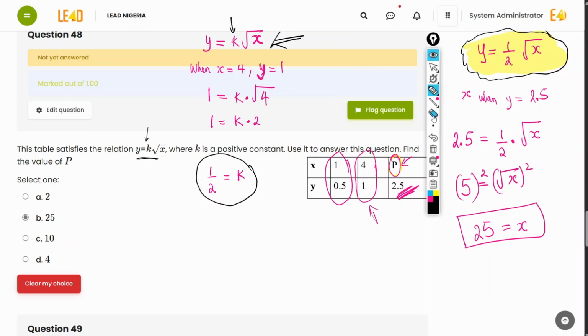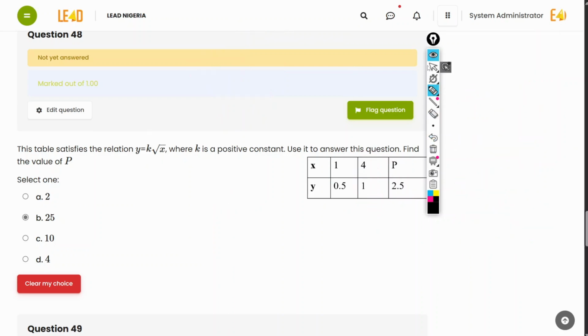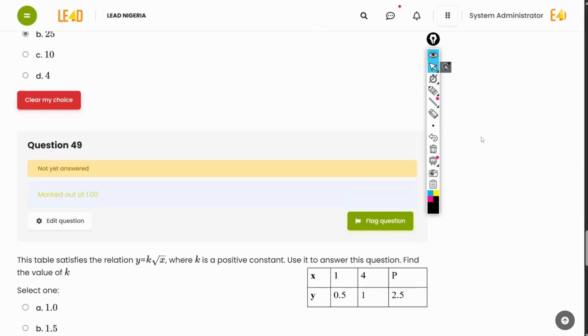All right, so that's for question 48. Let's look at question 49.